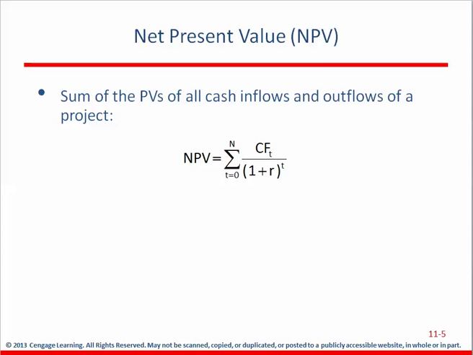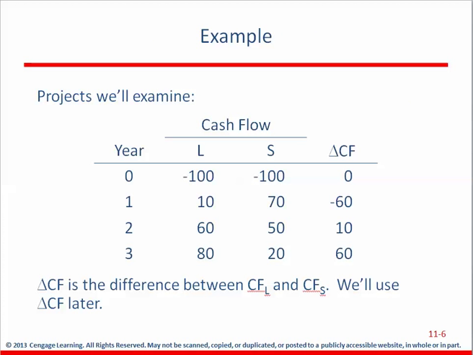Very simply, you already know how to do NPV because we've been doing it in other examples. I think we used the NPV function when we did the time value of money and we had uneven cash flows. So you already know how to do this. The net present value is simply the sum of the present values of all the inflows and outflows associated with the project. So here are two projects that we're going to look at, Project L and Project S, and ignore this for right now. The project cash flows associated with L are these, and associated with S are these.